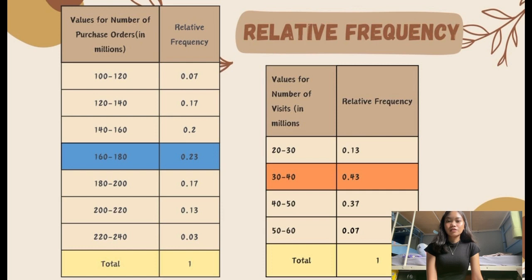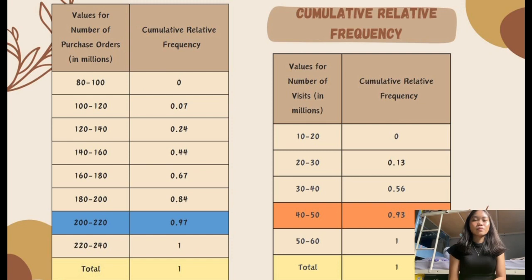Based on the table, values range between 30 to 40 million. Number of visits shows the highest relative frequency among the other 4 ranges, which is 0.43. High relative frequency for the number of purchase orders in an e-commerce website indicates that a particular number of purchase orders is common or occurs frequently among users. This metric provides insight into the distribution of purchase orders and user behavior on the website. Based on the table, values range between 160 to 180 million among the 7 other ranges, which is 0.23. We can conclude that the relative frequency for number of visits is greater than the number of purchase orders by 0.2.